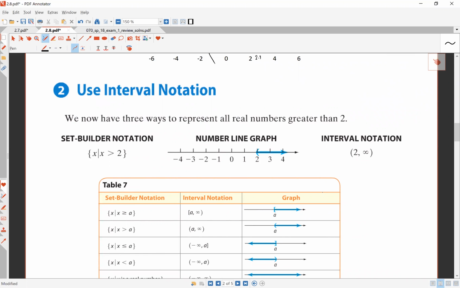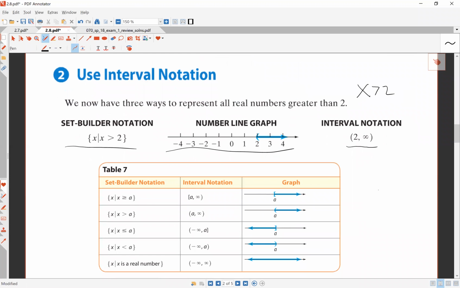We now have three ways to represent all real numbers greater than 2. We've used the set builder notation to represent x is greater than 2. We've used the number line graph to represent all the numbers greater than 2. The third way is to represent it in interval notation. And it goes this way. On the graph, you see the left side of your interval is 2. The right side goes to positive infinity.